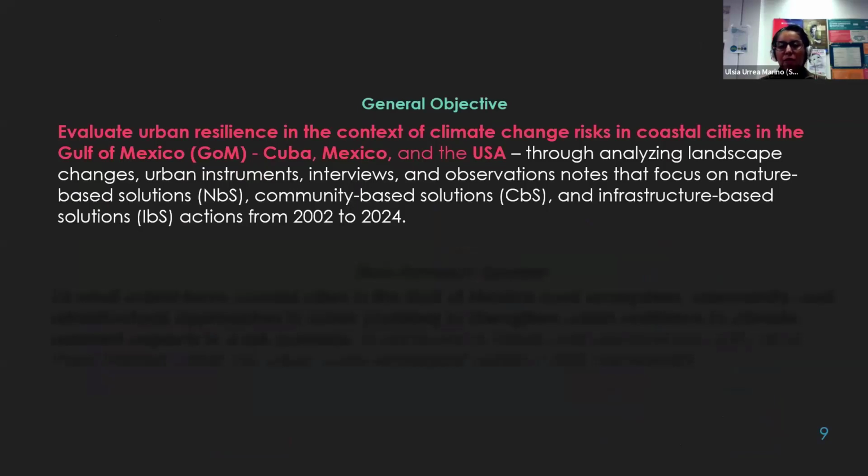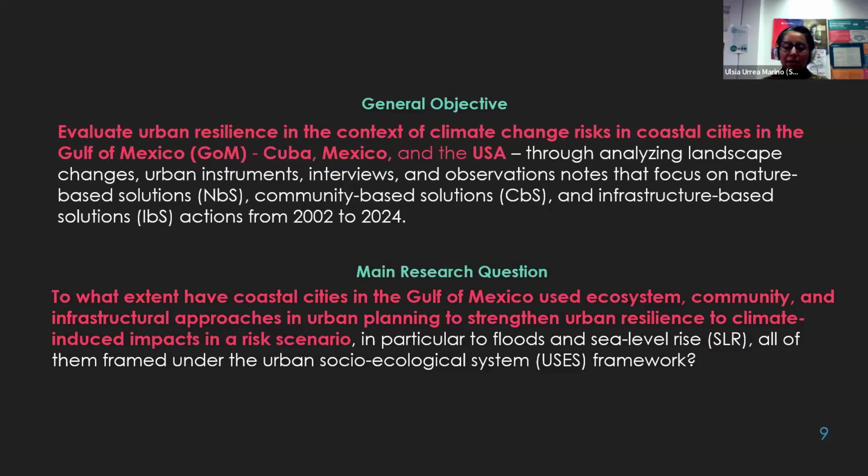And we understand again that this sea is shared by Cuba, Mexico, and the US, through analyzing landscape changes, urban instruments, interviews, and observation notes that focus on nature-based, community, and infrastructure-based solutions in the time frame 2002 to 2024. The main research question is, to what extent have coastal cities in the Gulf of Mexico used these ecosystem, community, and infrastructural approaches in urban planning to strengthen urban resilience to climate change-induced flood and sea level rise, framing it on the urban socio-ecological system?